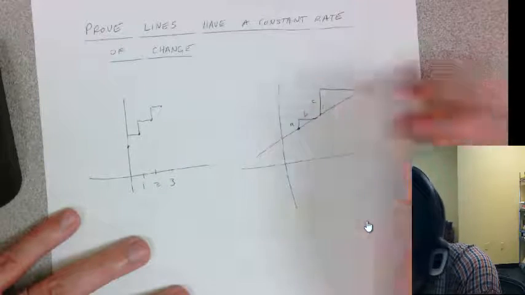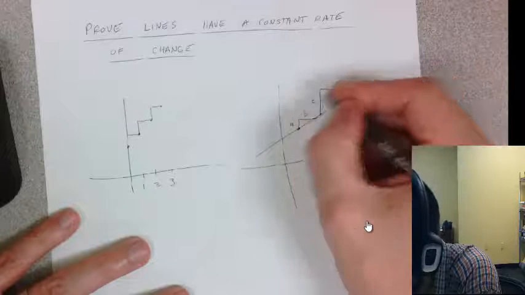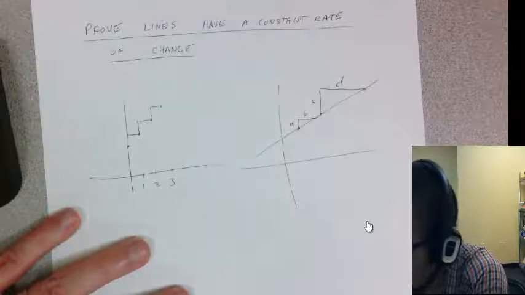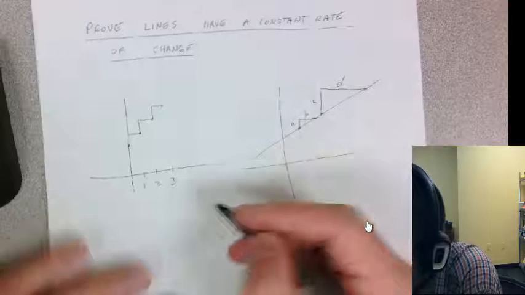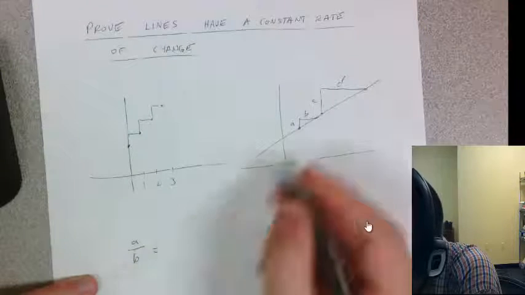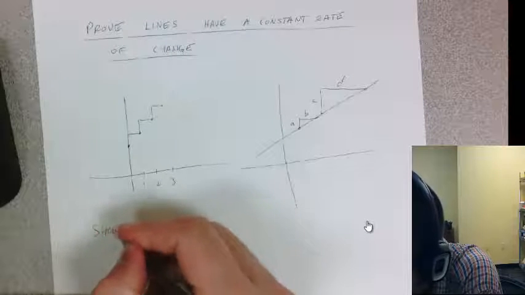And then on this, the difference in these 2 points, we'll call this the change in the function value C, and this the change in the input value D. So we want to say that this is the same rate of change. So A over B is equal to C over D. This is what we want to show.